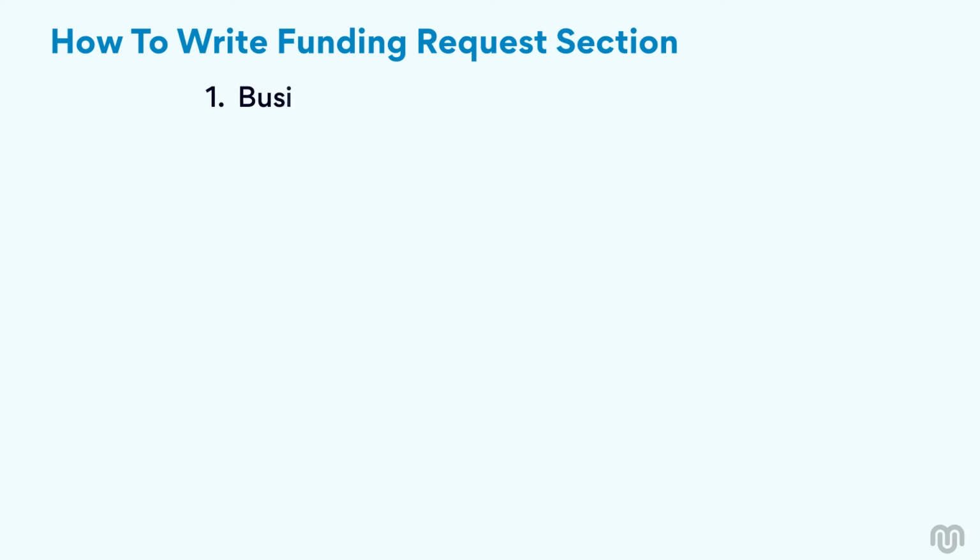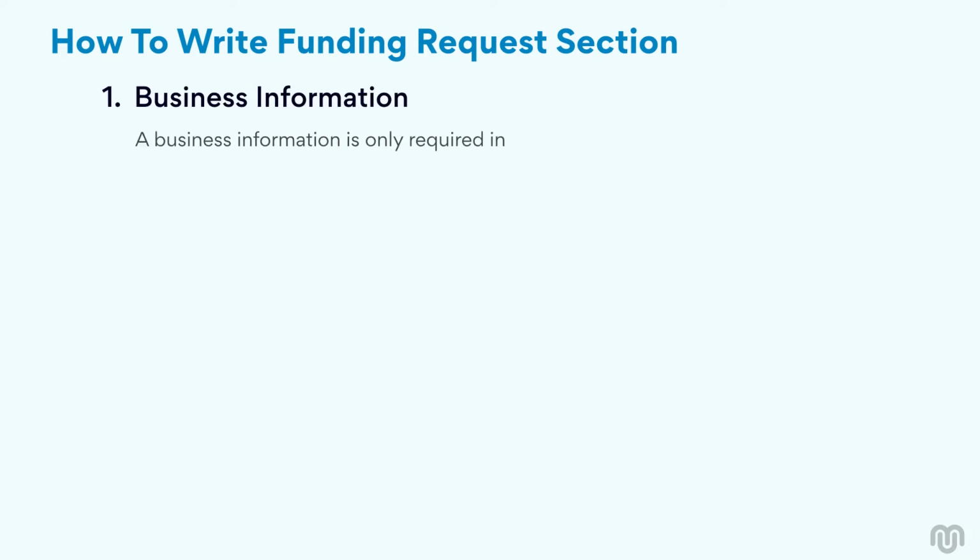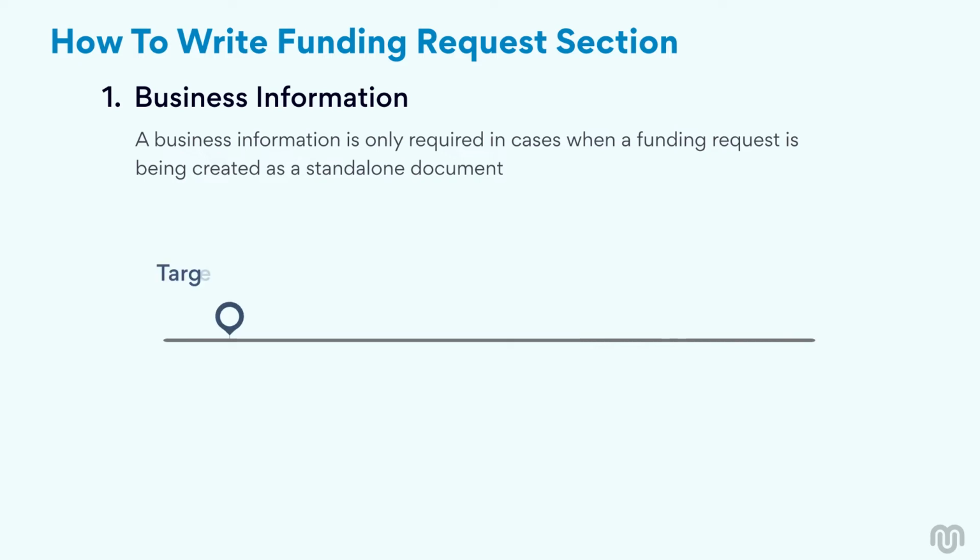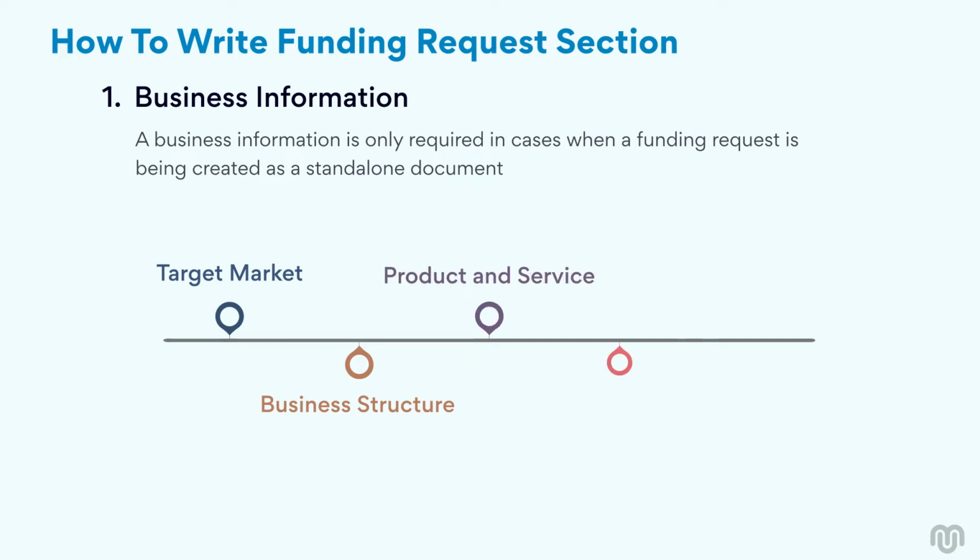Number 1. Business information. Business information is only required in cases when a funding request is being created as a standalone document, in which you can mention target market, business structure like limited liability company, or more, brief about your product and service, partners involved, business heir, if there exists.